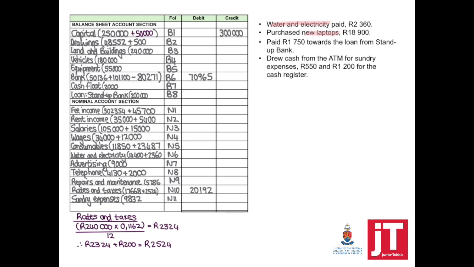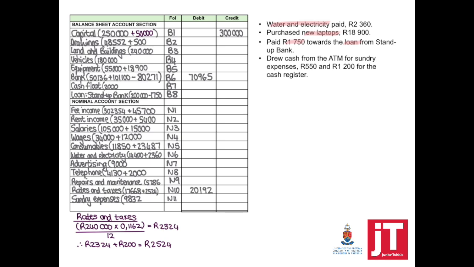Purchase new laptops. Laptops is not an account name. It's regarded as equipment, so it will be added to equipment. Paid 1,750 towards the loan from Stand Up Bank. So if we made a payment towards that loan, it means that our debt is going to decrease. That's why we need to minus.